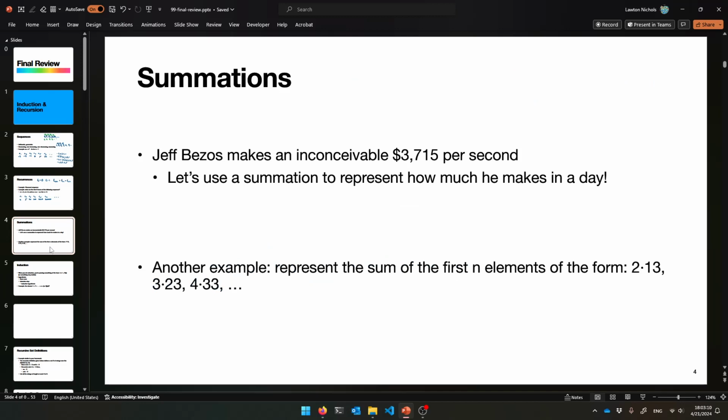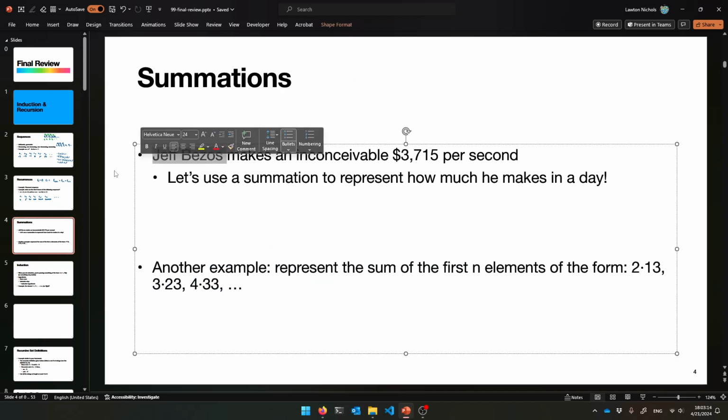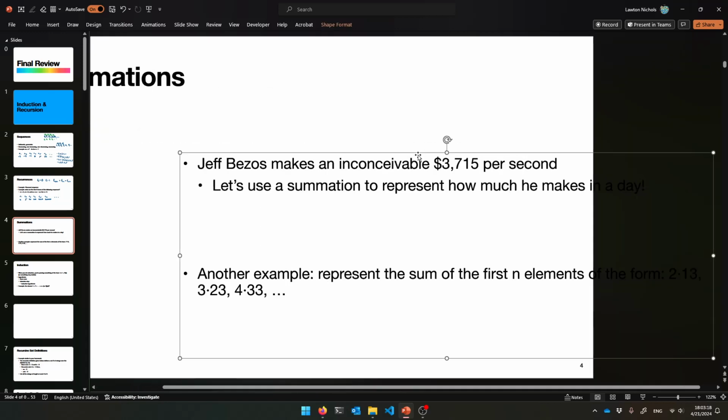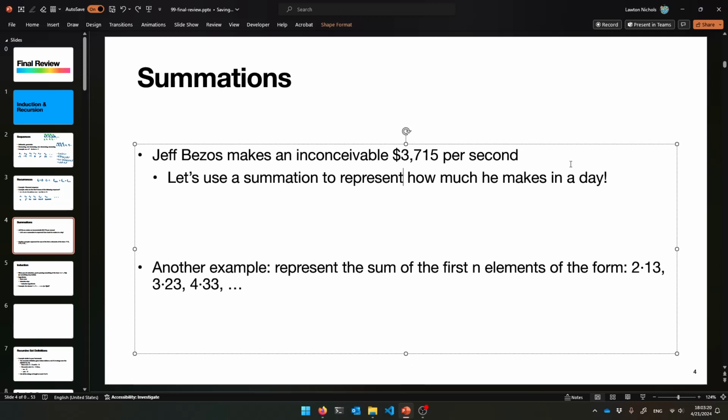So here's a fun, silly example. Amazon man, Jeff Bezos, I forget how you pronounce his name, but he makes a lot of money. I looked this up a couple years ago. This is probably larger now, but he makes this much per second, $3,715 per second. So let's use a summation to represent how much money this guy makes in a day.